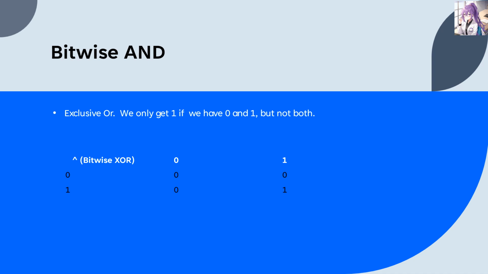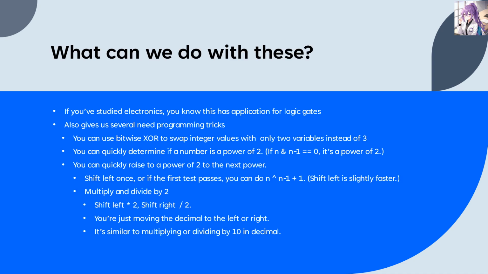Now let's go on to what we can do with all of this. If you have stuck with me this far, I would like to thank you because I know you probably feel I have greatly insulted your intelligence given how easy the last slides were. But if you've studied electronics, you know why all of this has practical applications, and it also allows us to do several neat programming tricks. One of my favorite programming tricks is to use the bitwise XOR to swap two integer variables. Normally, to swap the values of two variables, you need 3 variables, but we can save memory as long as we're using integers.